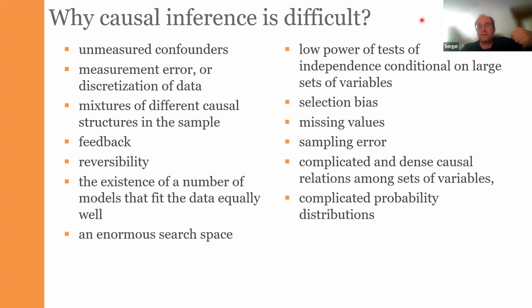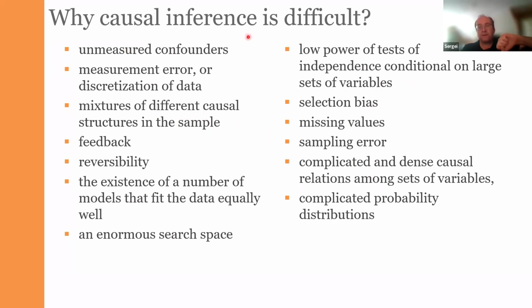It's difficult because essentially it brings the statistics to the real world, and we have to deal with the fact that there are a lot of common causes that we cannot measure. We have to deal with measurement and discretization errors. We have to deal with the fact that the same sample can have multiple causal structures and we don't know how to separate them. We have to deal with the fact that the same behaviors can be explained by a number of models that fit the data well. Our search spaces are large, and so on and so forth. So causal inference is difficult.